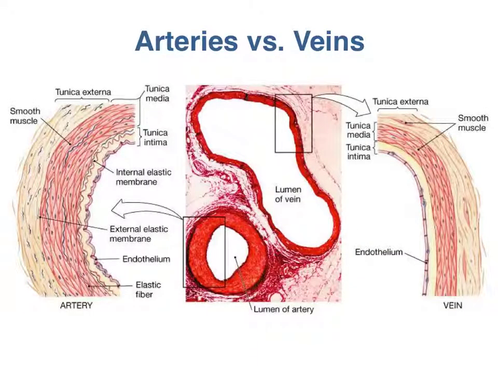This slide compares the arteries and veins histologically, what you would see under the microscope. You can see differences in the lumen of the veins and the lumen of the arteries. You can see differences in the tunica intima of arteries and veins, differences in the tunica media, and sometimes you can see differences in the tunica externa as well. We'll summarize these differences in just a moment. For now, take a good look at this image.